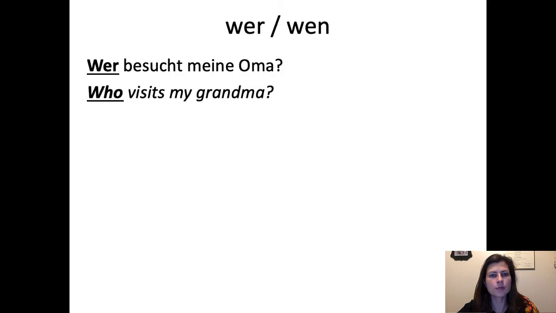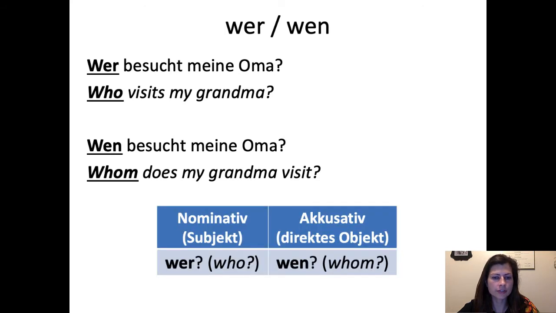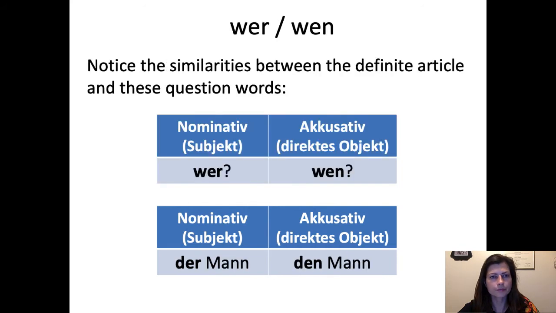So "wer besucht meine Oma?" Who visits my grandma? "Wen besucht meine Oma?" Whom does my grandma visit? So the nominative for subjects is wer, and the accusative for direct objects is wen. So you can see how wer looks like der, because they're both nominative. They sort of match. And see how accusative wen looks like den. So those are both the accusative, both used for direct object, wen and den.